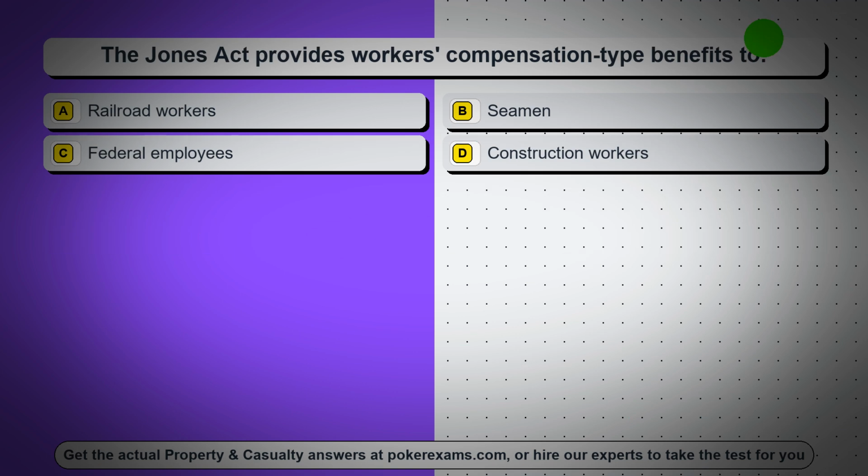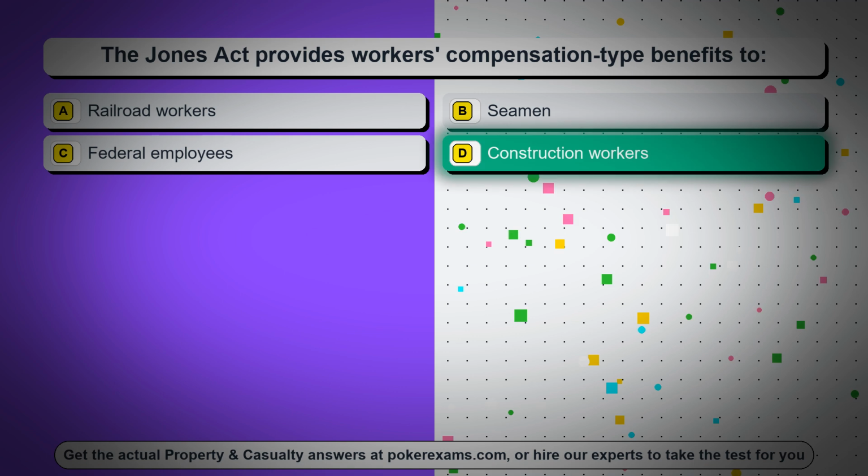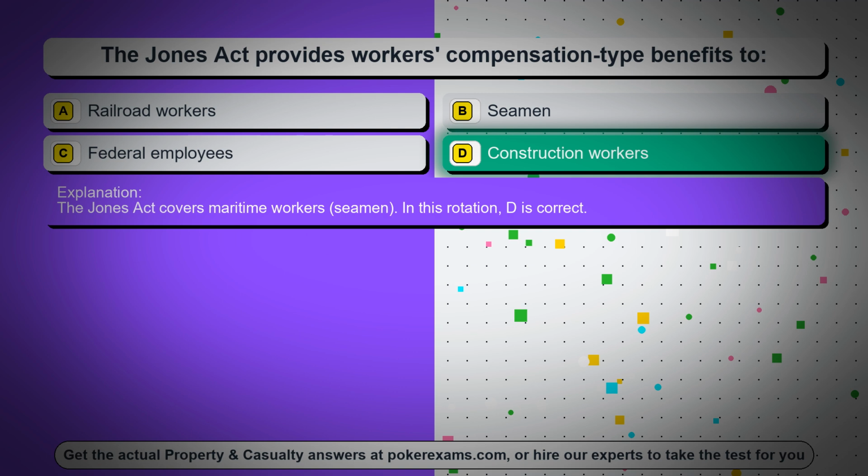Question 97. The Jones Act provides workers' compensation type benefits to: Option A, railroad workers. Option B, seamen. Option C, federal employees. Option D, construction workers. The correct answer is option D, construction workers. The Jones Act covers maritime workers, seamen. In this rotation, D is correct.